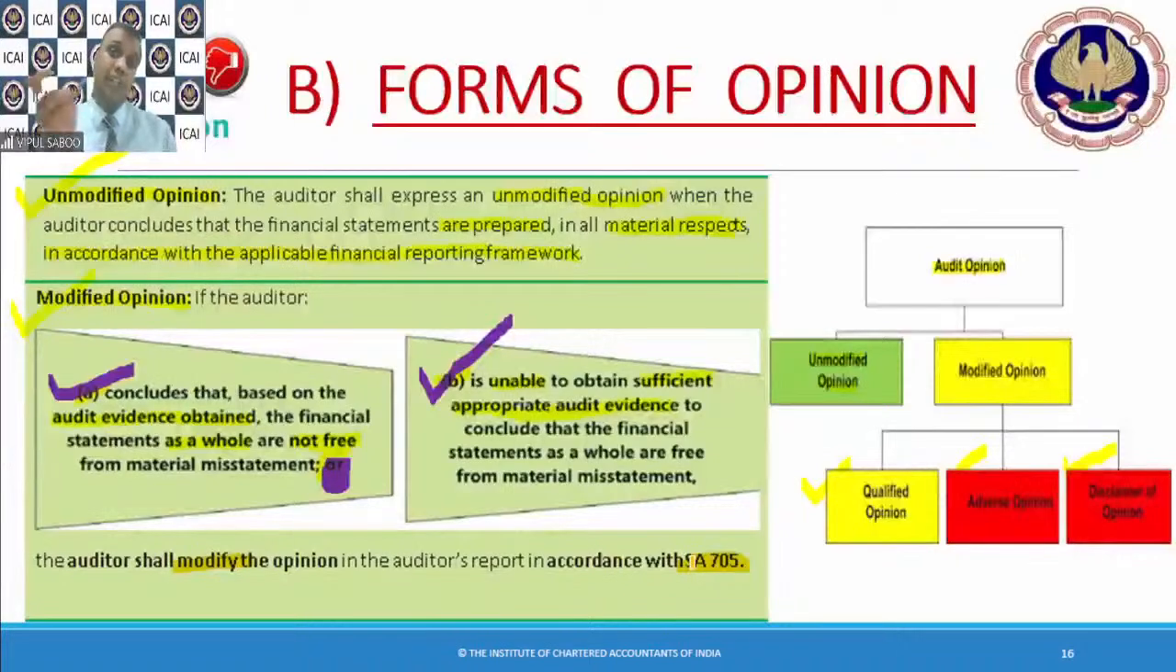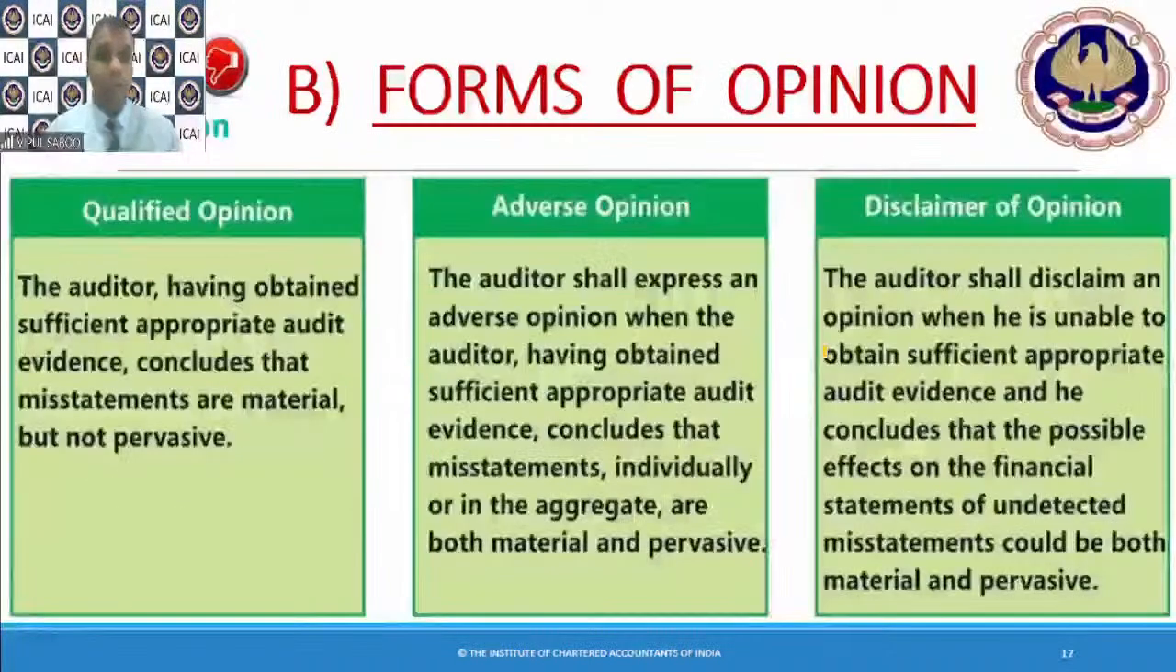Now coming to the types of these modified opinions. So first of all, this is level 1, where there is unmodified and modified. Then further it is level 2, where we have categorized modified into 3 kinds of modified opinion: qualified, adverse, and disclaimer of opinion, and we shall discuss them one by one over here. So just a bird's eye view of the difference between the 3 kinds.